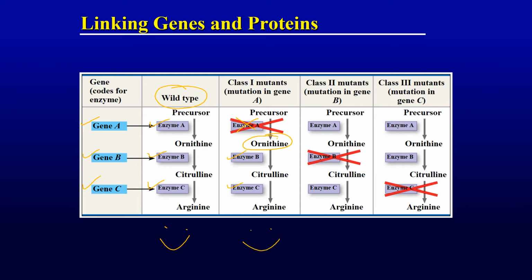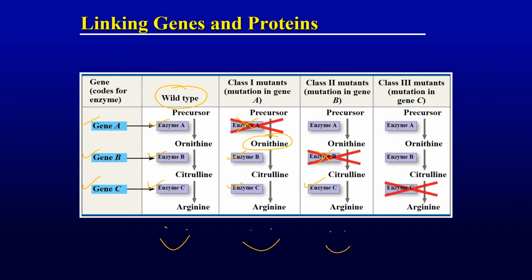Mutant class 2 was unable to grow on the media that was given the minimal media and ornithine. Now the reason for that is it's got a defective gene B, so it can't produce enzyme B, so it's unable to convert ornithine into citrulline, so it can't grow. But if we give it citrulline, because it's got enzyme C, then it's able to grow.